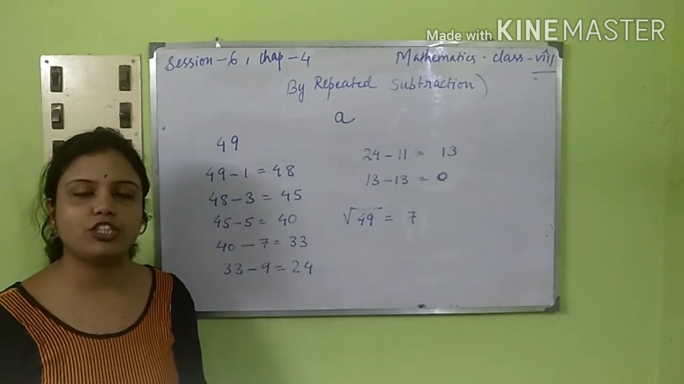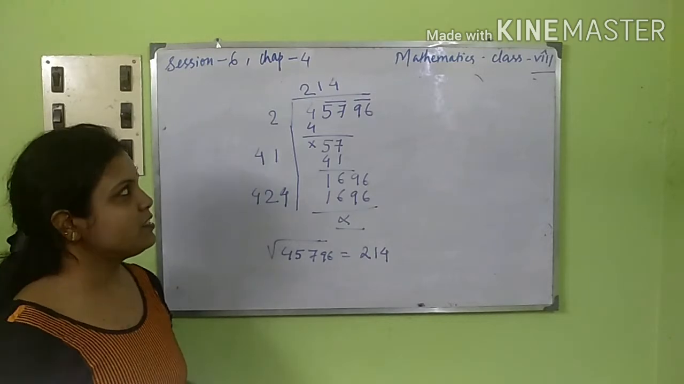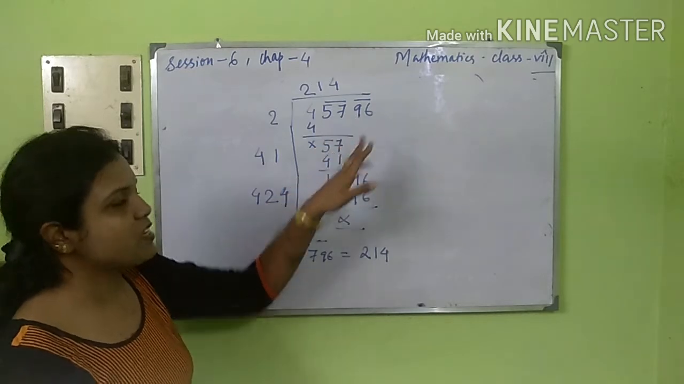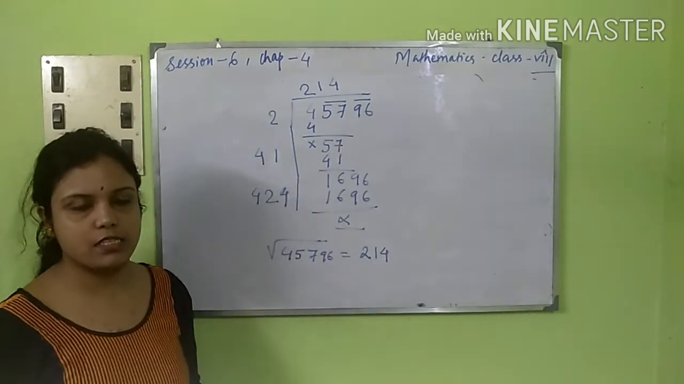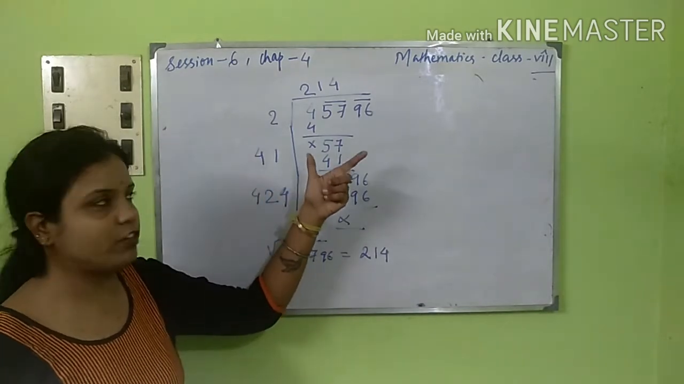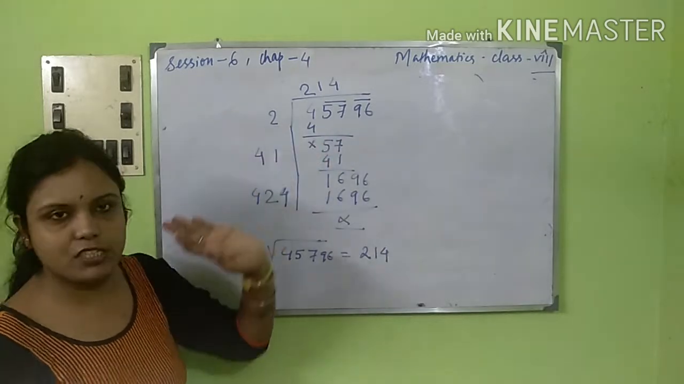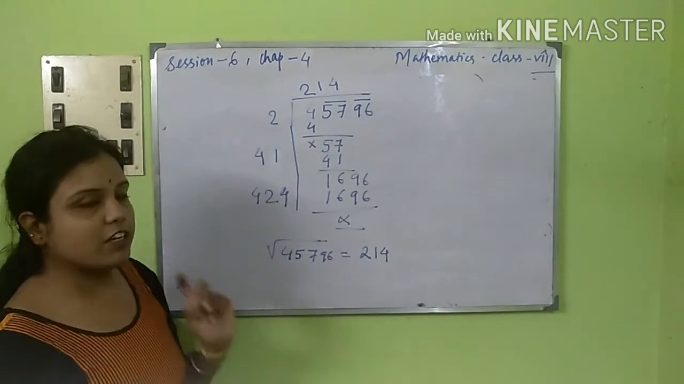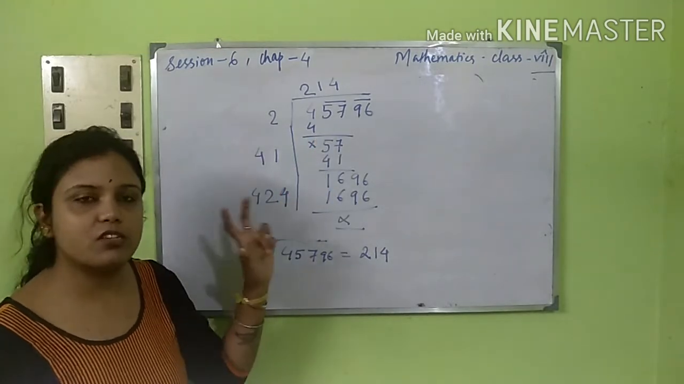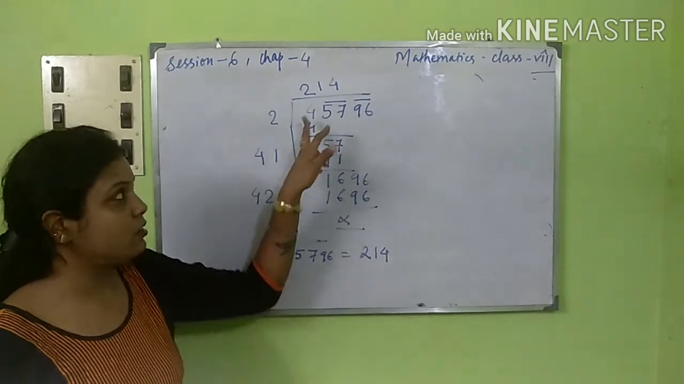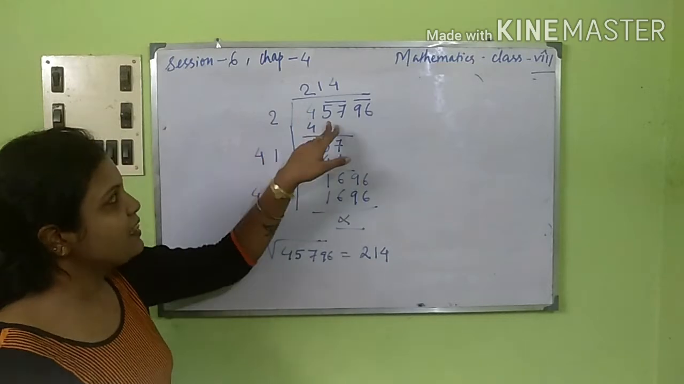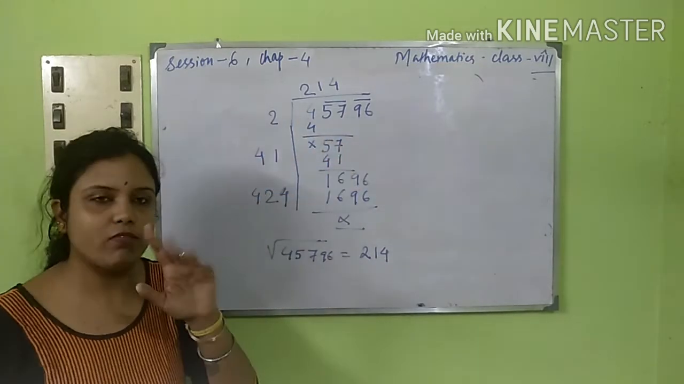Next, coming up with the division methods. The next one is the long division method. Here we have taken the number 45,796. Now you can see that it has an odd number of digits, like 1, 2, 3, 4, 5. 5 digits are there in the number. So the first thing we are going to do is group the digits. First we are going to take a single digit, and then we are going to take pairs of 2 digits each.